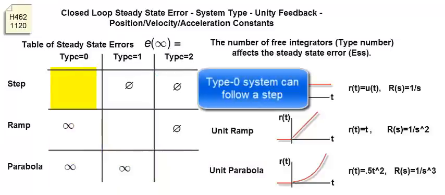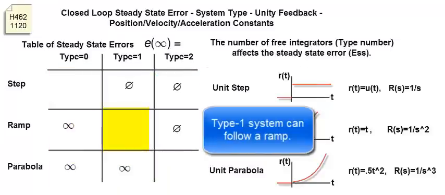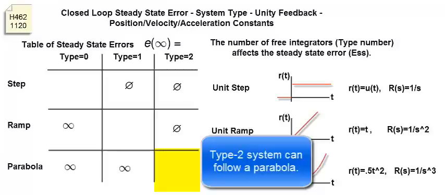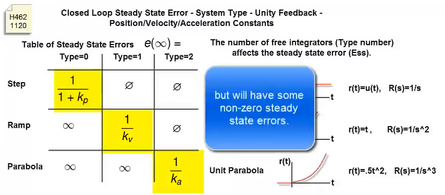Type 0 system can follow a step. Type 1 system can follow a ramp, and a Type 2 system can follow a parabola, but there will be some non-zero steady-state errors given by these expressions, these formulas.